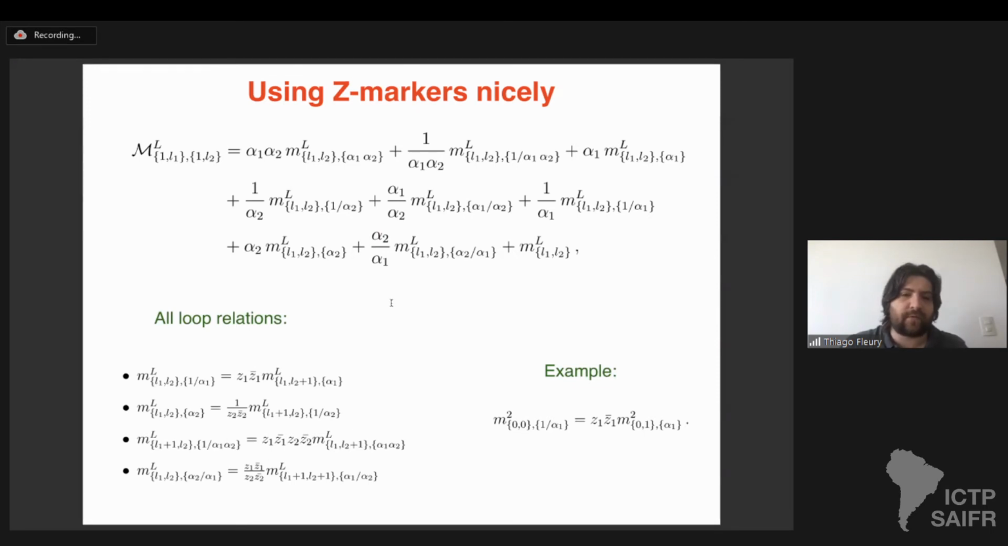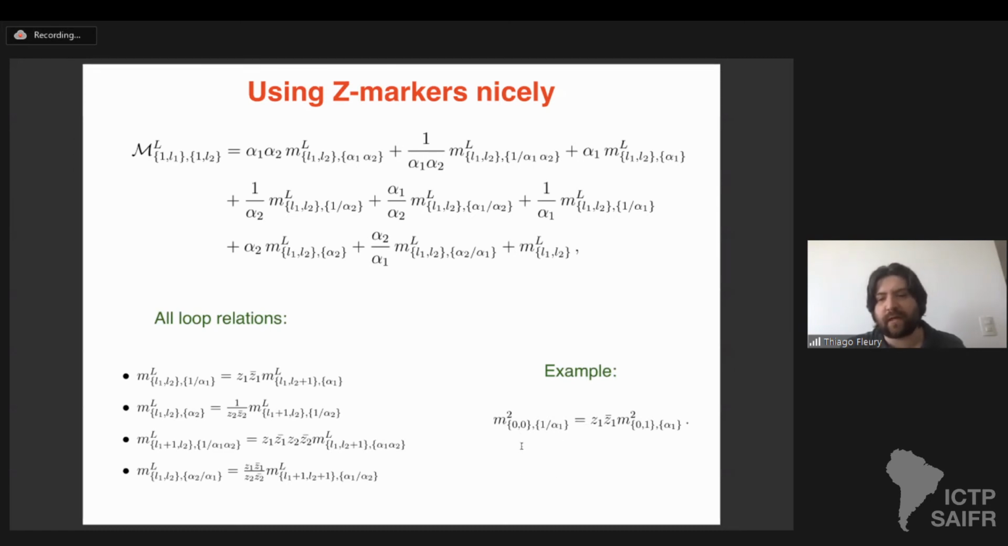And for 3 particles, 4 particles, 5 particles, in all cases, you have several. In fact, they increase. When you start to increase the number of particles, you also start to have a very long list of all-loop relations between these particles. And I'll give you an example that I think is very nice.